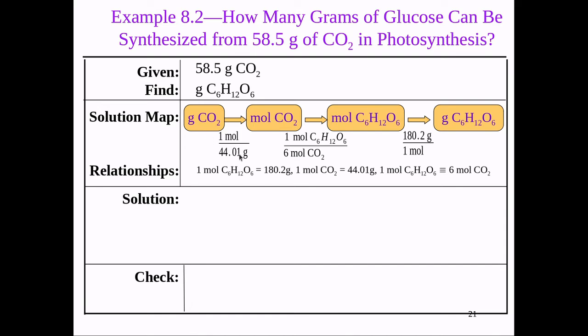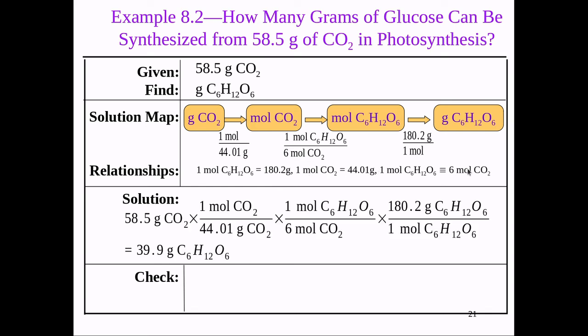We can then make a different conversion factor for each one of our steps here. And remembering to put the unit that we want to cancel in the denominator and put the unit that we want in the numerator for each one of these different relationships. When we string it all together, we have the grams of CO2 that we're first going to cancel. We're now in moles of CO2. Then we're going to come over here. Now we're going to have moles of glucose. And finally, we'll have the mass of glucose here. And we see that we produce 39.9 grams of glucose from the 58.5 grams of CO2.